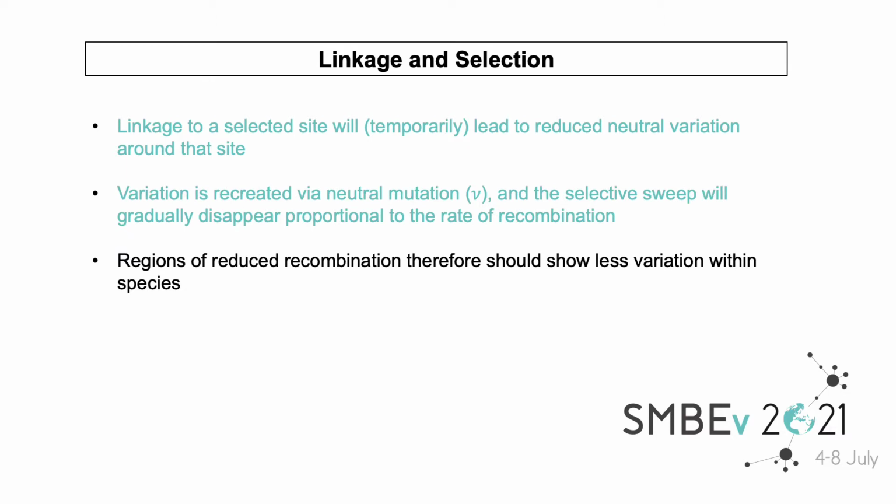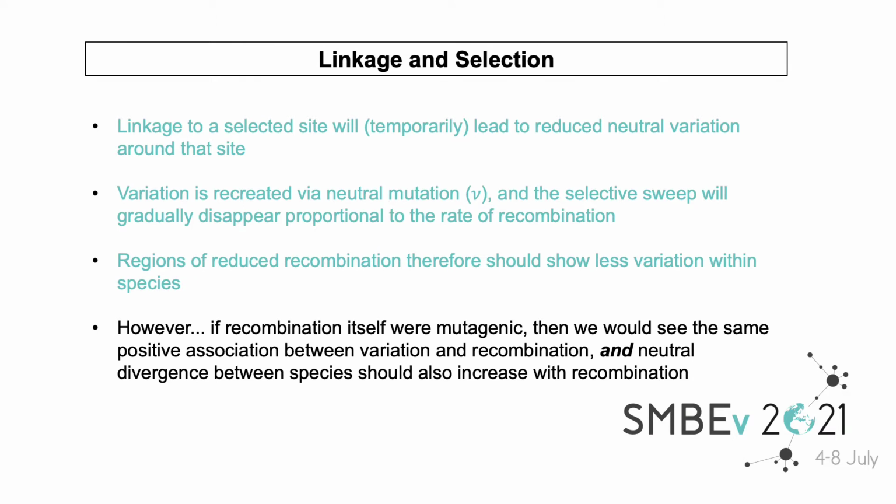Therefore, regions of reduced recombination should show less variation within species relative to regions of high recombination. However, if recombination itself were mutagenic, then we would see the same positive association between neutral variation within species and recombination, as well as an observation that neutral divergence between species should also increase with recombination.